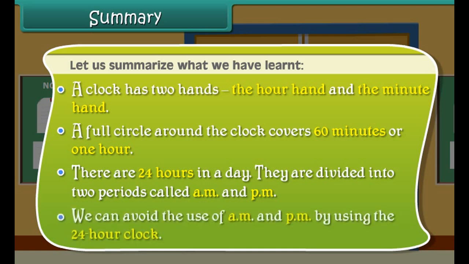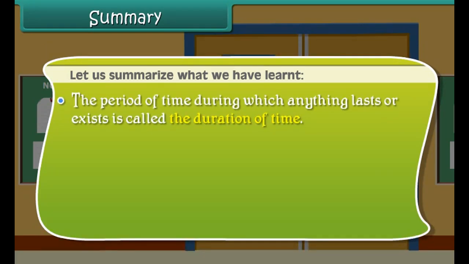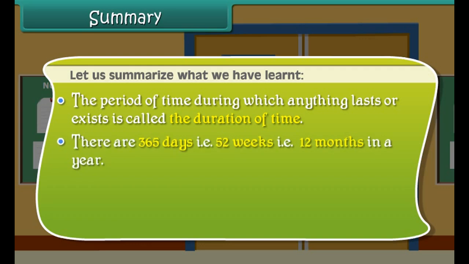We can avoid the use of AM and PM by using the 24-hour clock. The period of time during which anything lasts or exists is called the duration of time. There are 365 days, that is 52 weeks, that is 12 months in a year. There are 366 days in a leap year.